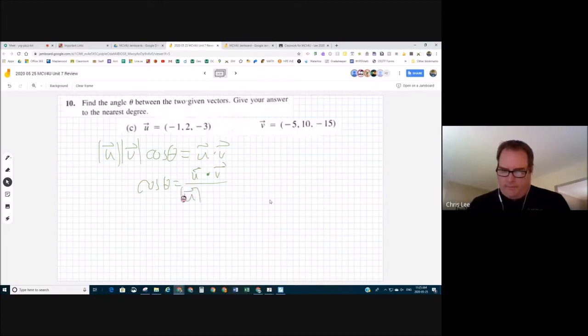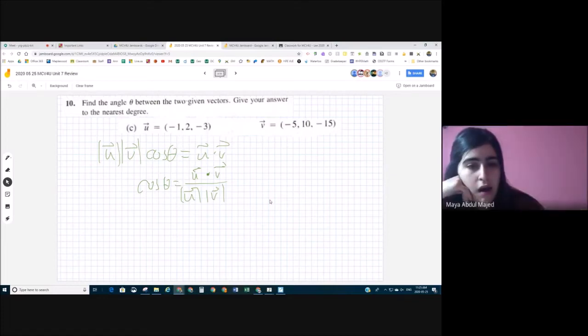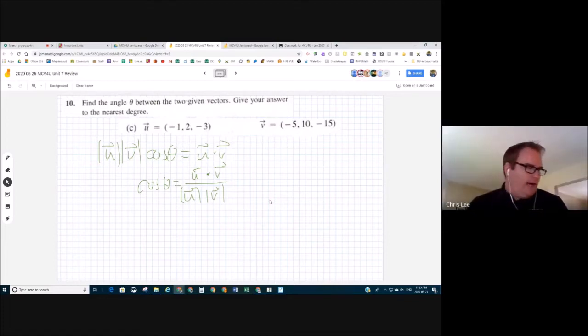Good. And some of you may have just gone straight to this formula, but it does come from our definition of dot product from last unit. Okay, so that is our formula for this. Now we're just going to substitute in the values and actually do the operations.